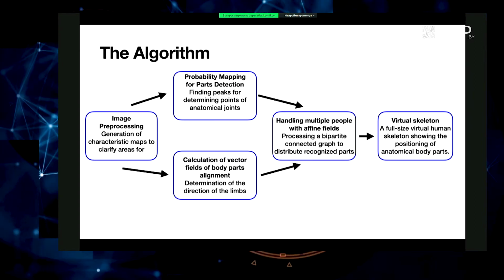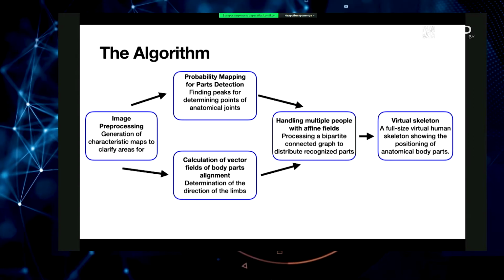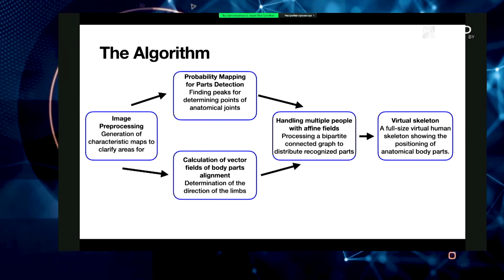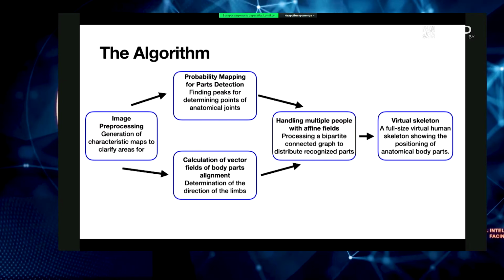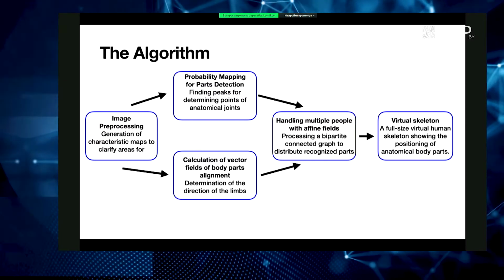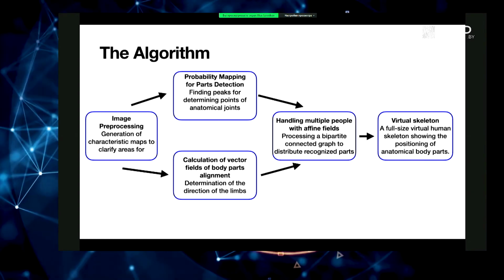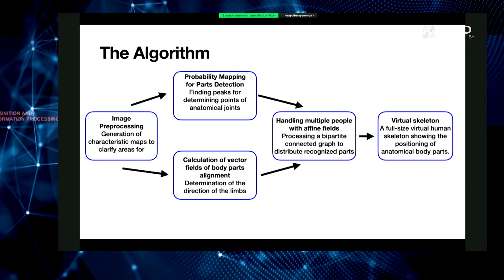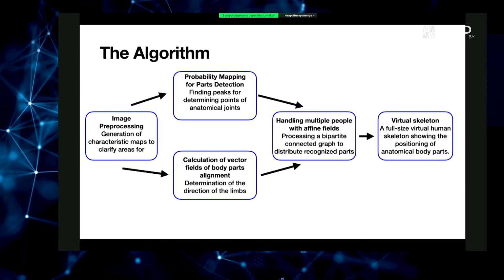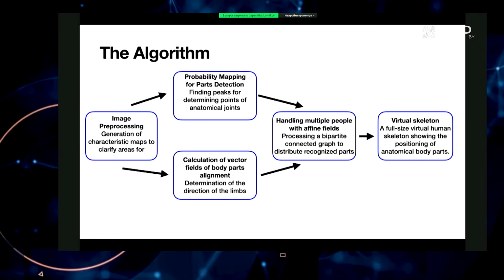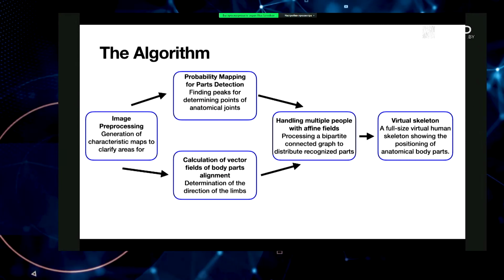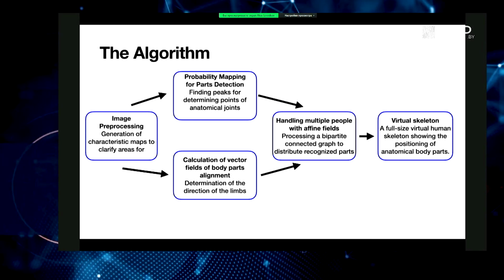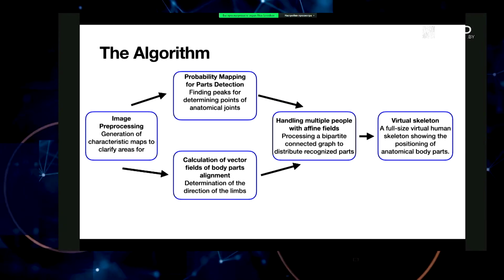So that would be the third step, to handle multiple people. We have a huge set of body parts, and now we have to join them into a person's body, right? And do that for every person in the picture. And the final step is to build a virtual skeleton. So basically, to map all the data we have on the picture and make sure that all the locations are positioned on their anatomical body parts. So make sure that they match.